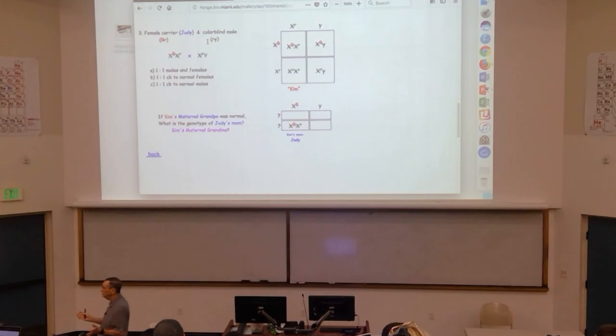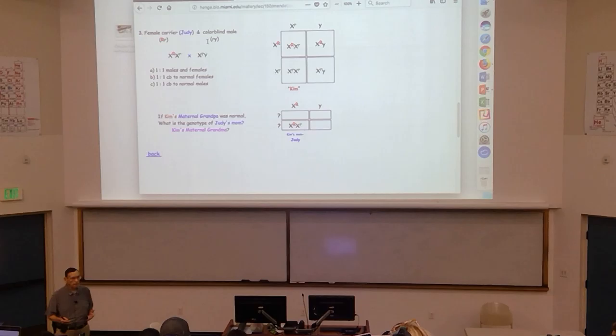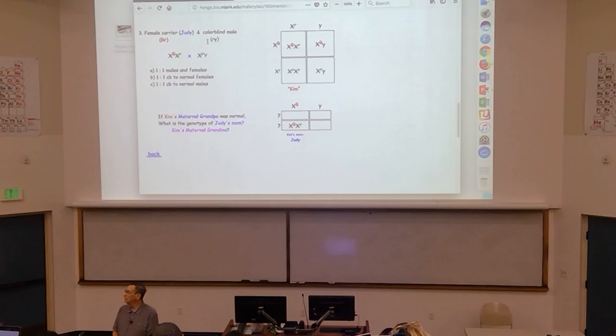You know the other place you're going to make a mistake? I'm going to tell you to cross Charlie, who can roll his tongue, with Judy, who can't roll her tongue. And I'm going to tell you in the question that the trait for tongue rolling is on chromosome 12. But you know what you're going to do when you draw the Punnett square? You're going to put it on X's.